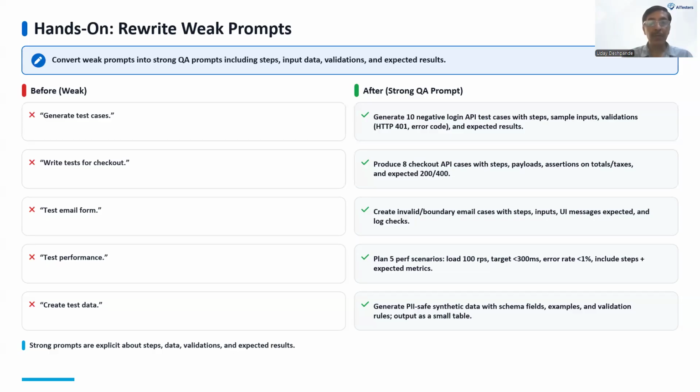Now I want you to try this. Take a weak prompt from your own work, something you have actually used with an AI tool, and rewrite it using the checklist: scope, count, steps, input data, validations, expected results, and performance. In the next section, we will take a look at the techniques that power the prompt writing.